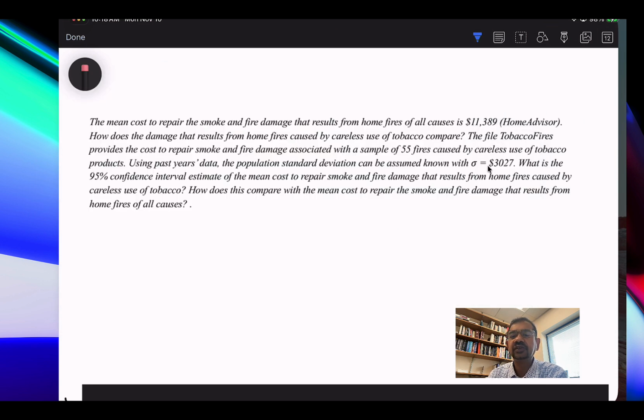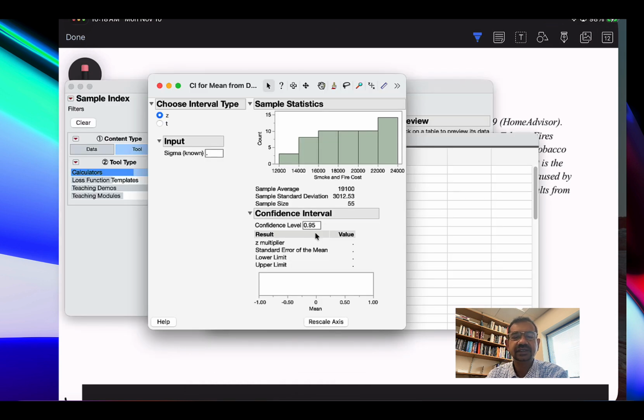So if I go on this menu, we know that the population standard deviation is 3027. We can go back to JMP, and we can type this in here. We know the sigma, and it is 3027. Then it asks us what our confidence level is, and our confidence level is 95%. Our alpha is 0.05. And this is where we could modify our confidence level. If we wanted to change it to 99%, we could have done that. If we wanted to have it at 90%, we could have done that here. And once we click, it creates the confidence interval for the mean for us.